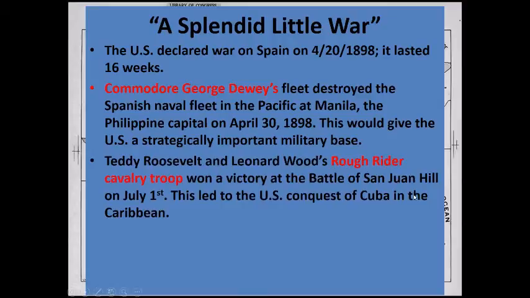The next battle, maybe you're more familiar with Teddy Roosevelt and Leonard Wood's Rough Rider Charge. The Rough Rider Cavalry Troop won a victory at the Battle of San Juan and Kettle Hill on July 1st, 1898, and this would lead to the U.S. conquest of Cuba in the Caribbean. Cuba would never really officially become part of the United States or a territory or anything like that, but the U.S. would essentially control it.